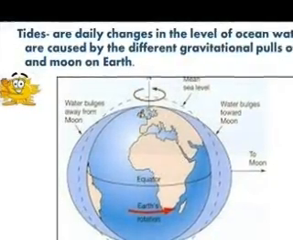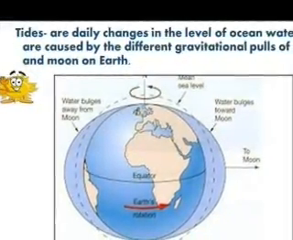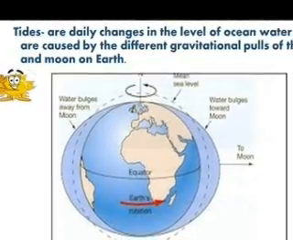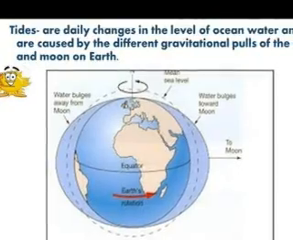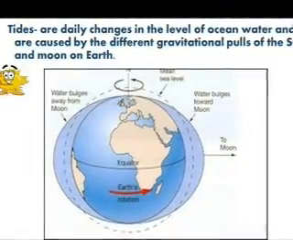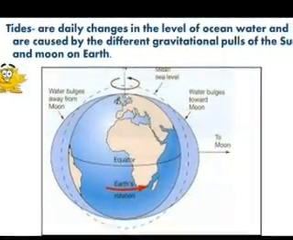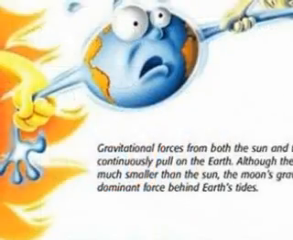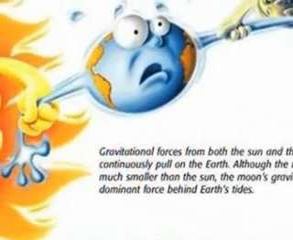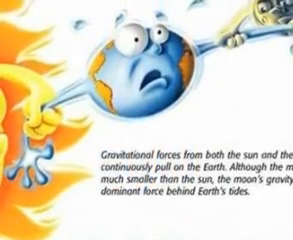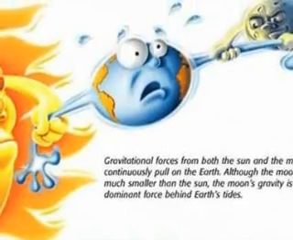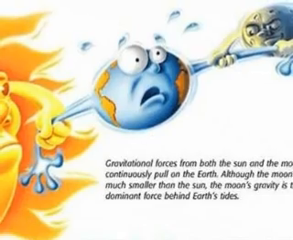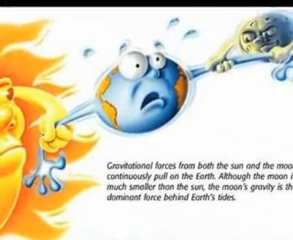Tides are daily changes in the level of ocean water and are caused by the different gravitational pulls of the sun and moon on Earth. This picture shows how the ocean levels move in relation to the moon's gravitational pull. Gravitational forces from both the sun and the moon continuously pull on the Earth. Although the moon is much smaller than the sun, the moon's gravity is the dominant force behind Earth's tides.